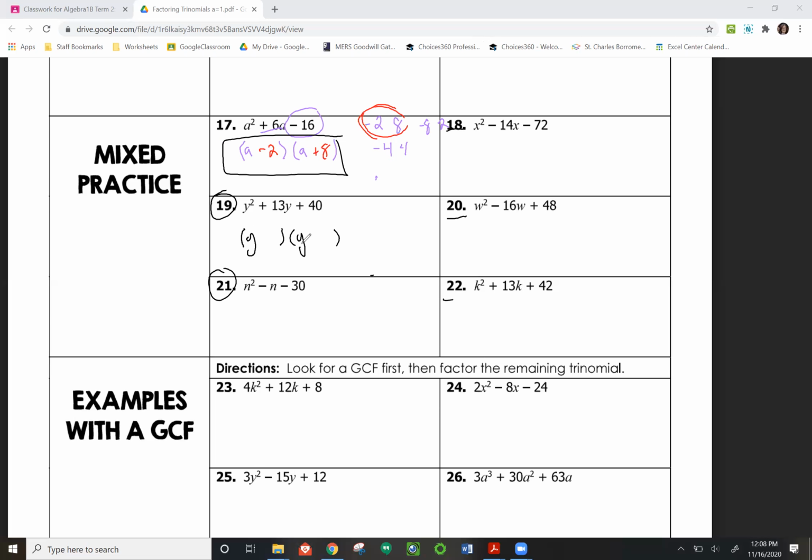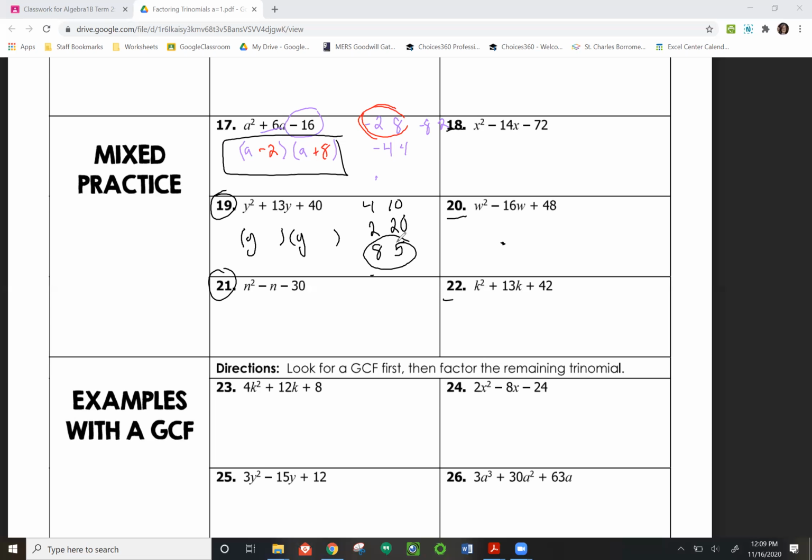Well, so positive and positive. So things that multiply together to give me 40: 4 times 10, we have 2 times 20, let's see, we also have 8 times 5. Okay, of these three, which ones add together to get you 13? 8 and 5 add to get 13.